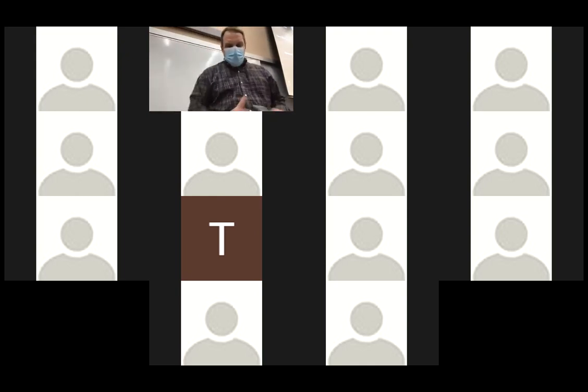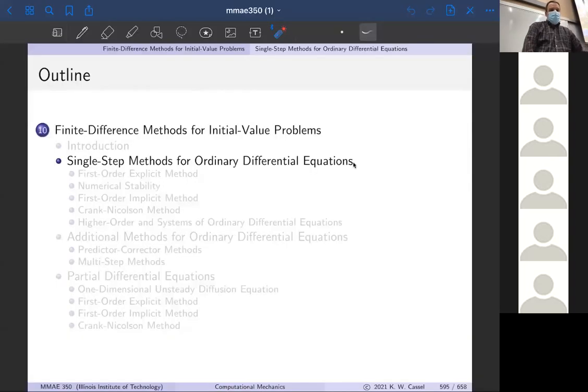So we're going to continue to work through chapter 10 on initial value problems and walk through a bunch of examples to show you how this works. Let me rewind a little to remind us what we were discussing on Thursday. We were discussing single step methods for ordinary differential equations. Again, we'll follow the same sequence as for boundary value problems, first ODEs and then PDEs.